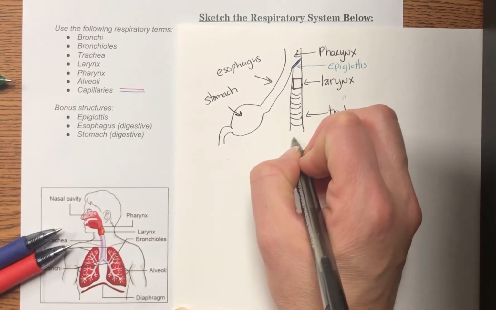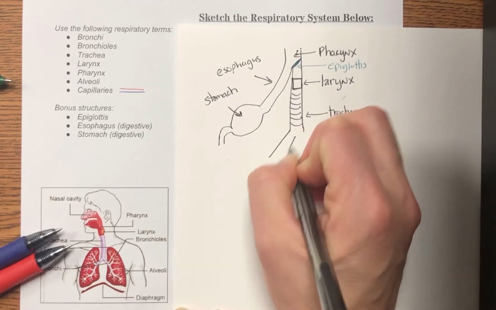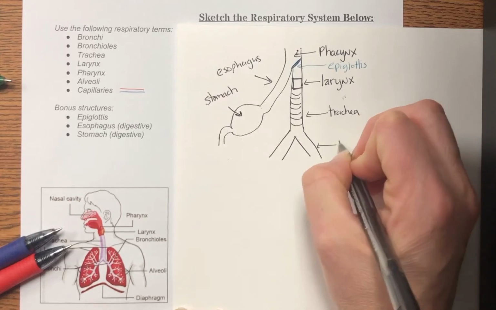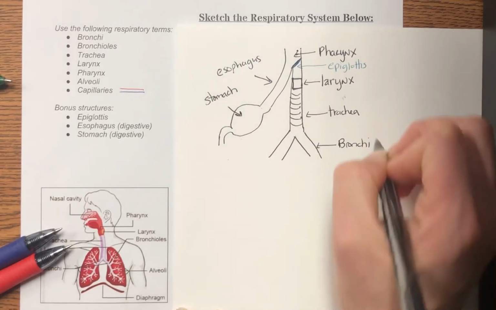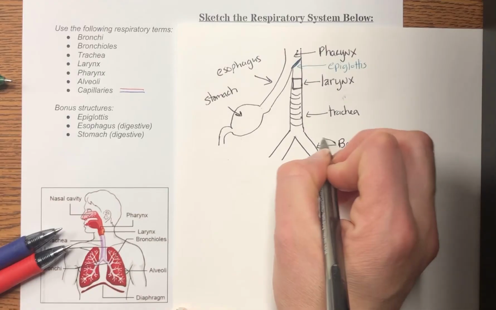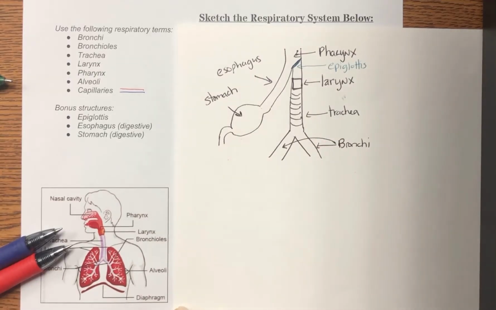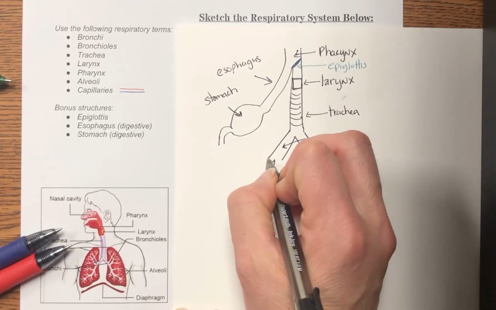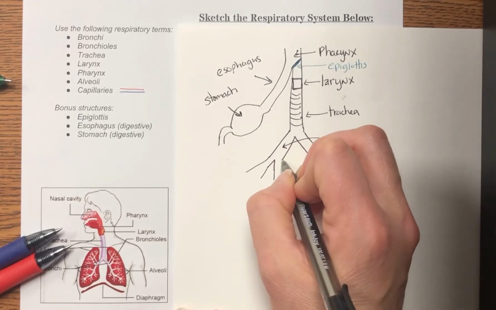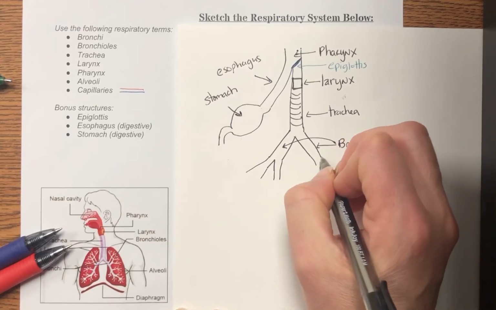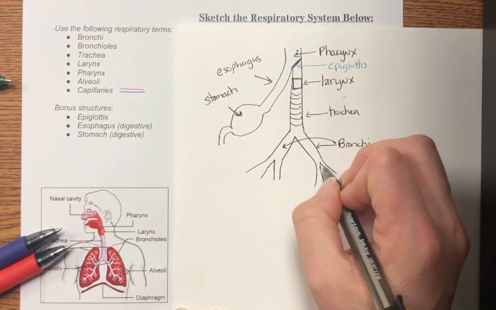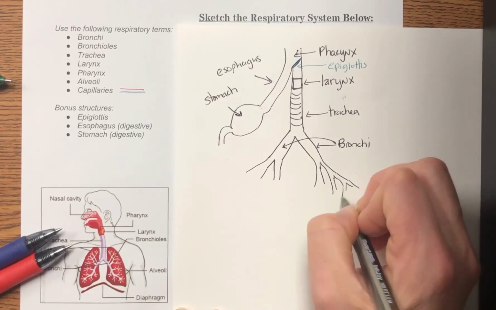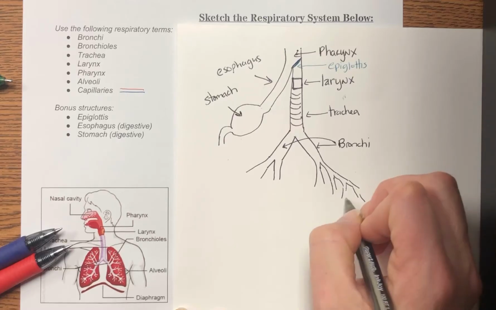So at the bottom of the trachea, it will branch off into the two lungs, and these are called the bronchi. Bronchi is plural because it's actually both of them. Bronchus is singular. Now the bronchi then branch into a bunch of even smaller tubes called the bronchioles. I'm sure you've heard of bronchitis before. That's an inflammation. So just keep making branches.